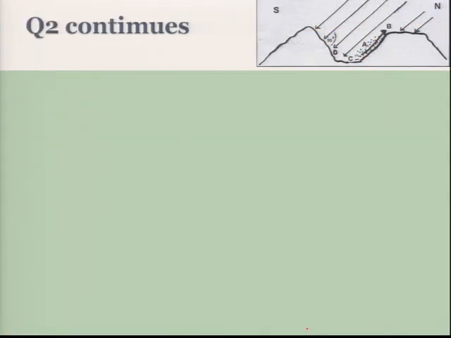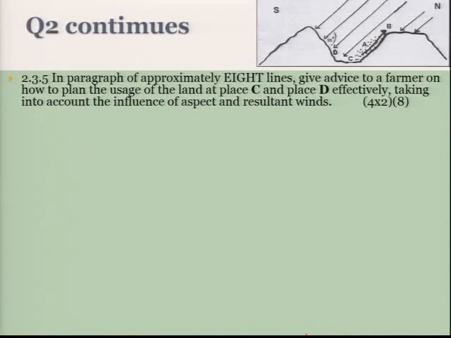Continue with the last part before we take our break. In a paragraph of approximately how many lines? 8 lines. Give advice to a farmer on how to plan the usage of which area? Yeah, area C and area D. As to how you can plan the usage, you must advise the farmer.